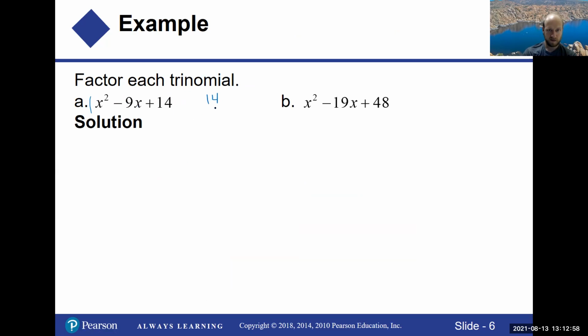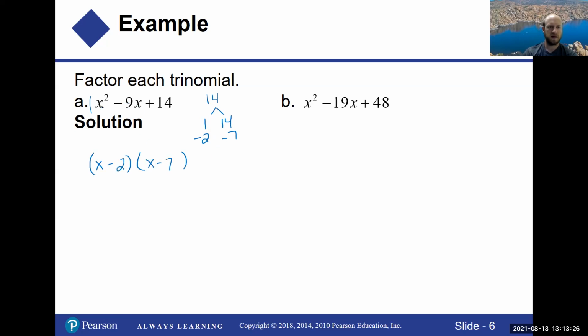So what are some factors of 14? I like to do the factor tree. The book likes to do the table, whatever works for you. But really all we have is 1 and 14 and 2 and 7. And remember, these have to add to -9. Well, I know that -2 plus -7 gives me a -9. So my two factors are x minus 2 and x minus 7.